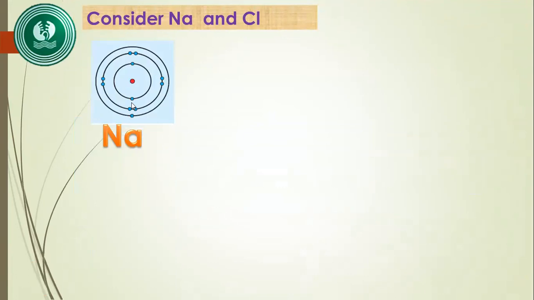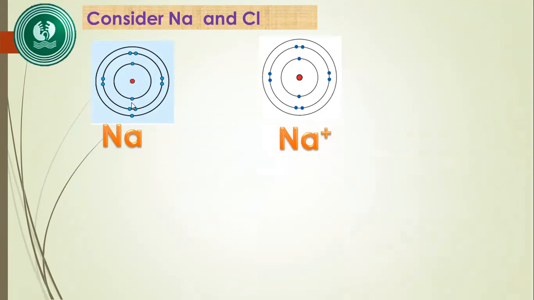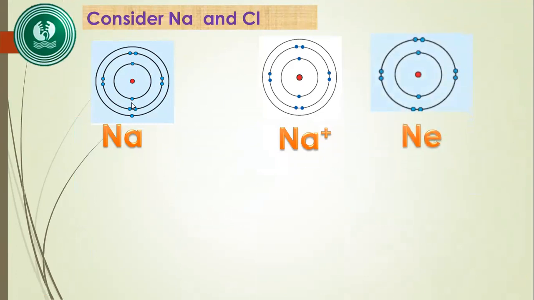In sodium, the outermost energy level is the third one. The third energy level contains only one electron. So to obey the octet rule, sodium has the chance to lose its one electron and become the monopositive sodium ion. The electronic configuration of the sodium ion is similar to that of neon. So the sodium ion is a stable one.